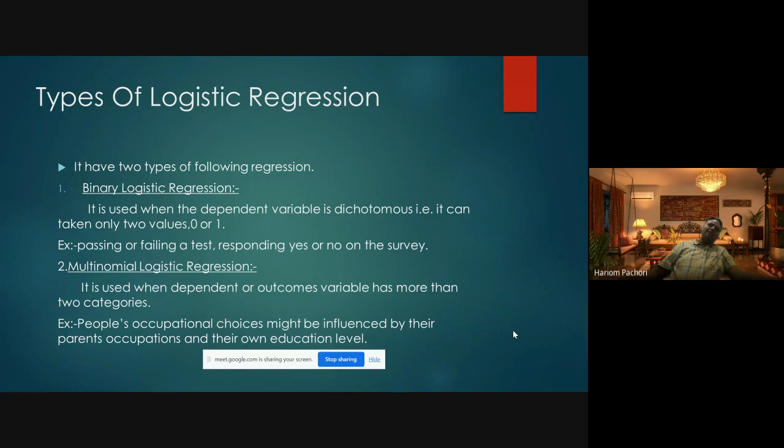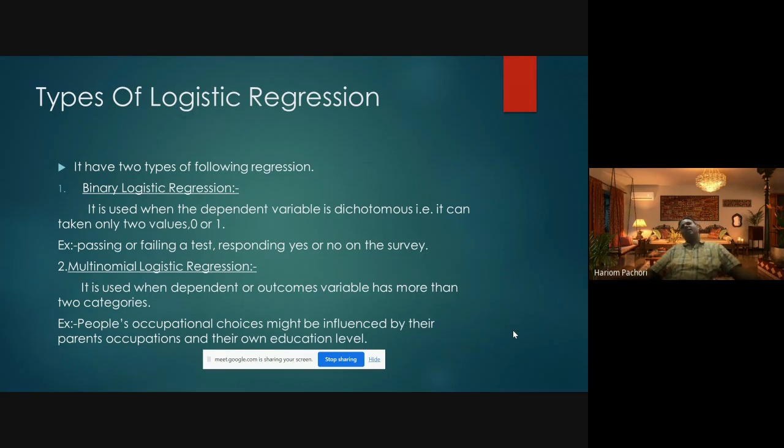The second one is multinomial logistic regression. So what is multinomial? It is used when the dependent or outcome variable has more than two categories. If there are more than two categories, then it is known as multinomial. More than two is multi. Up to two is binary.